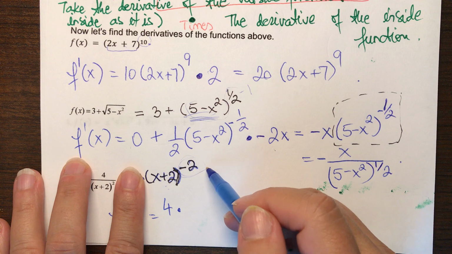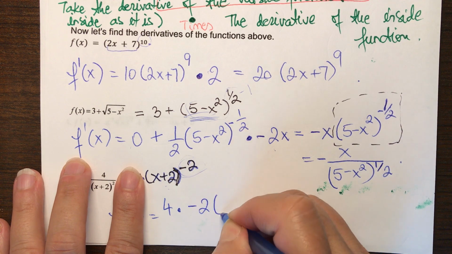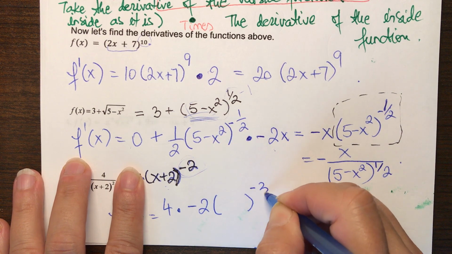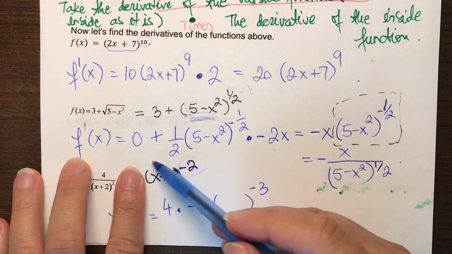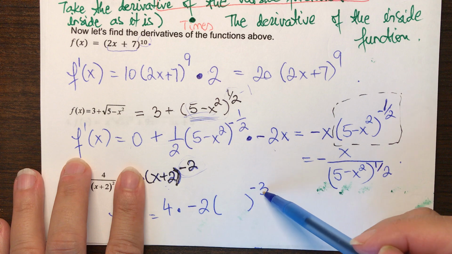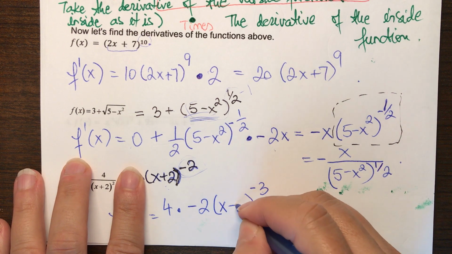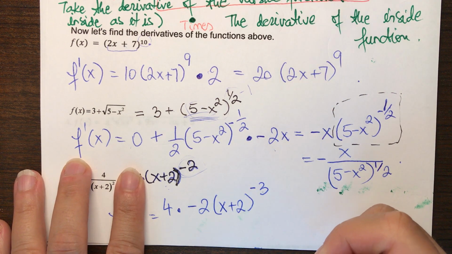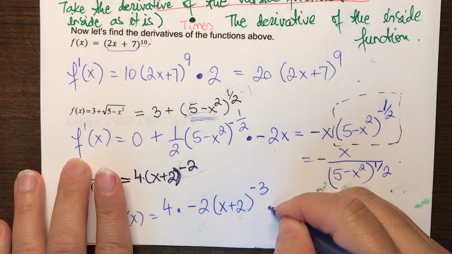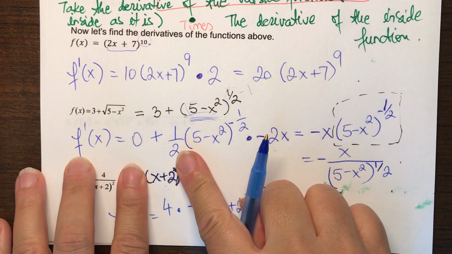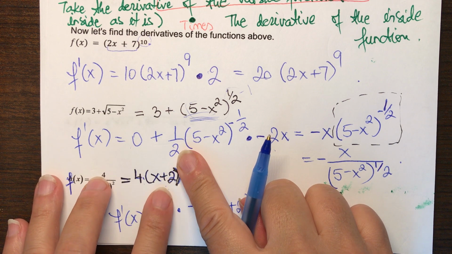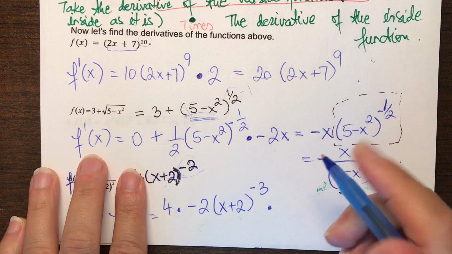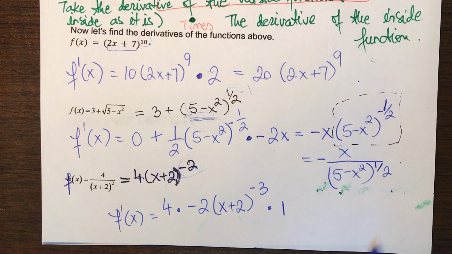Now, I'm going to take care of this negative 2 exponent first. So again, how does the power rule work? You take the exponent up front and then you decrease it by 1. And then remember, you leave the inside alone at first. Times, move on and take the derivative of the inside of this parentheses. What's the derivative though of x plus 2? The derivative of x is 1 and the derivative of 2 is 0. So that's just the 1.